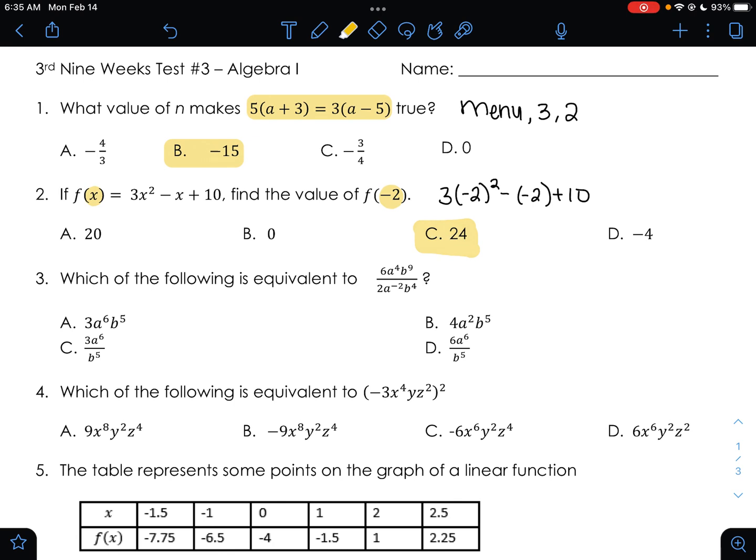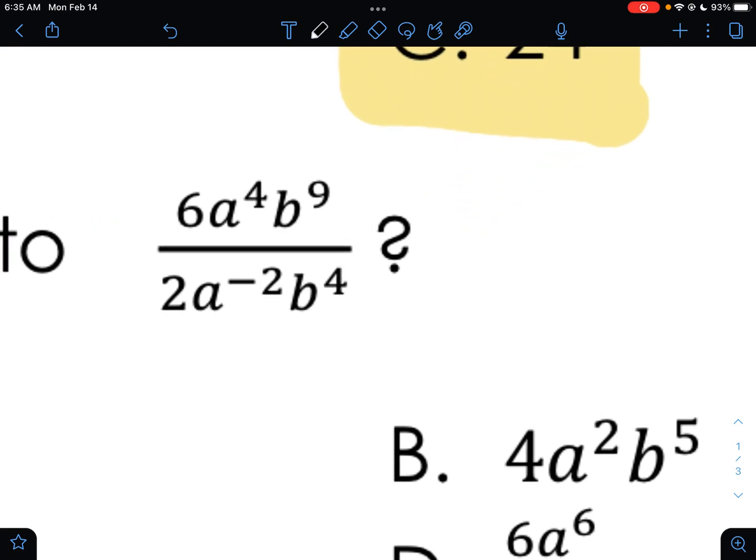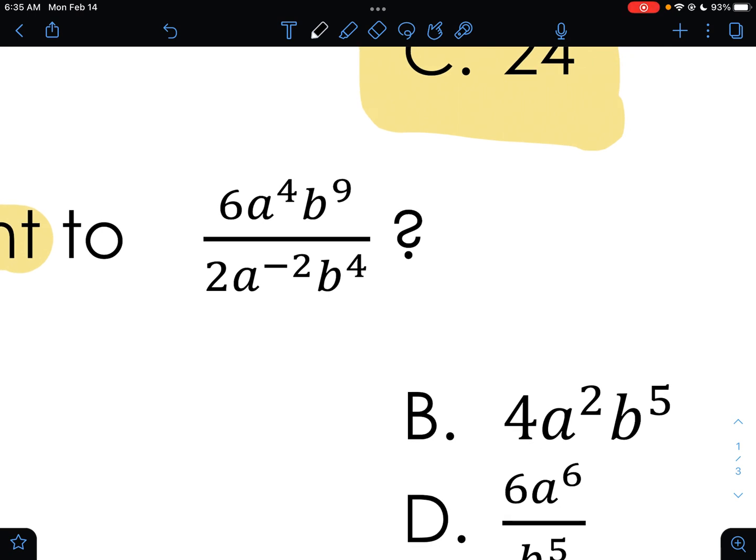Okay, next one. Which of the following is equivalent? Well, we know the word equivalent means same as, okay, and we see some exponent properties. So we notice that this is a division problem. Remember, we divide the coefficients, that's the numbers in front, just like normal. So I'm going to divide the coefficients, 6 divided by 2, which is 3.